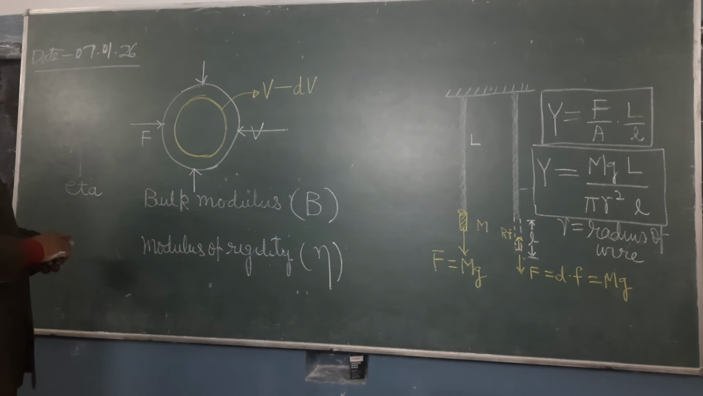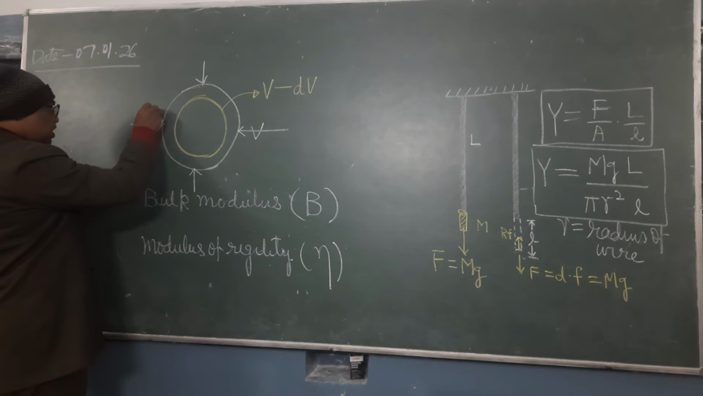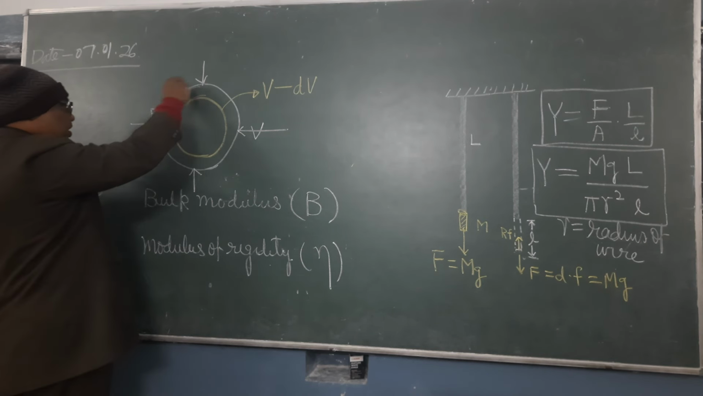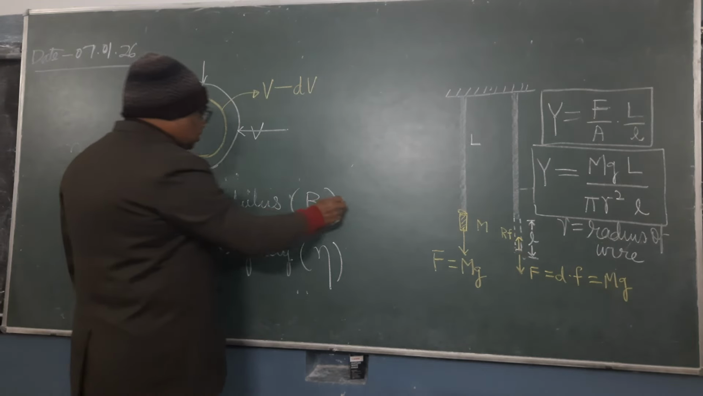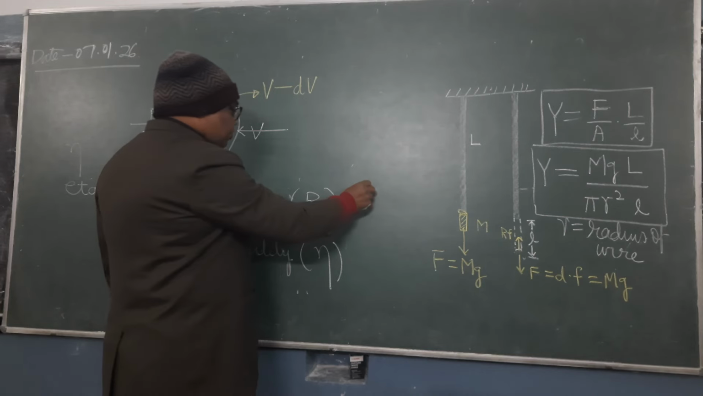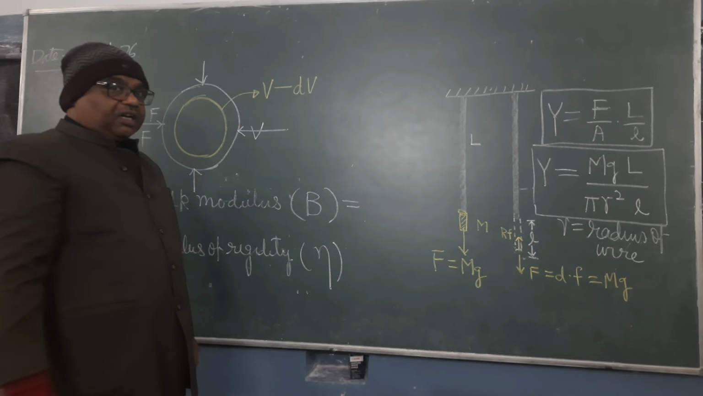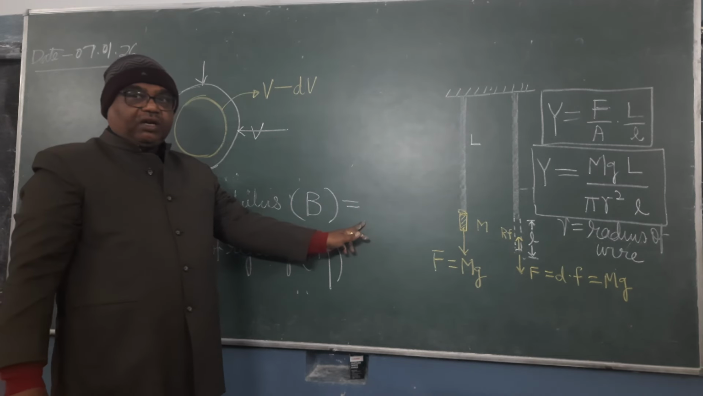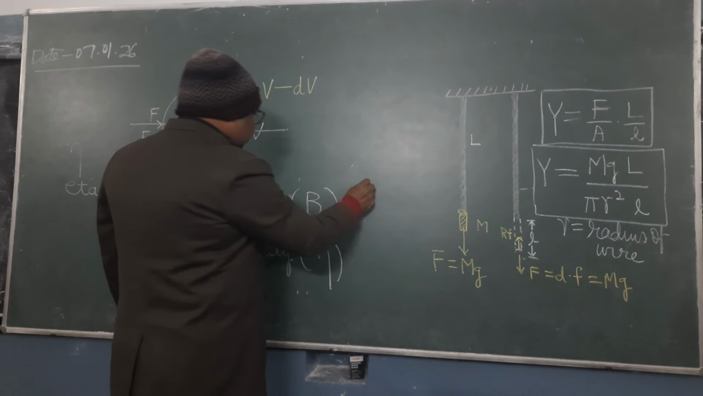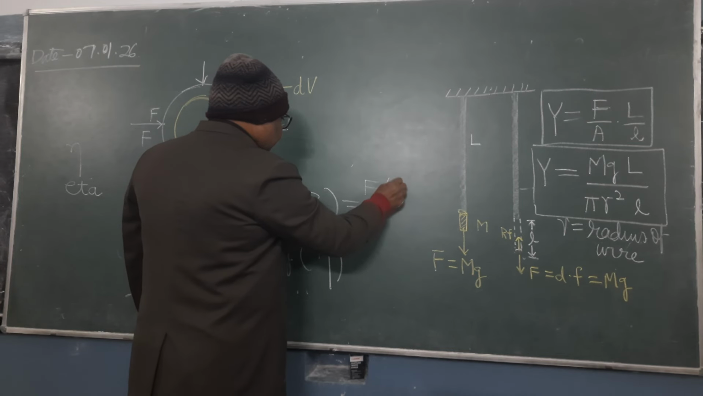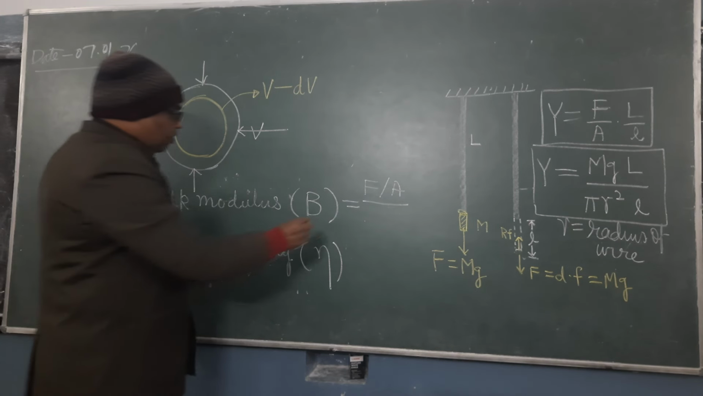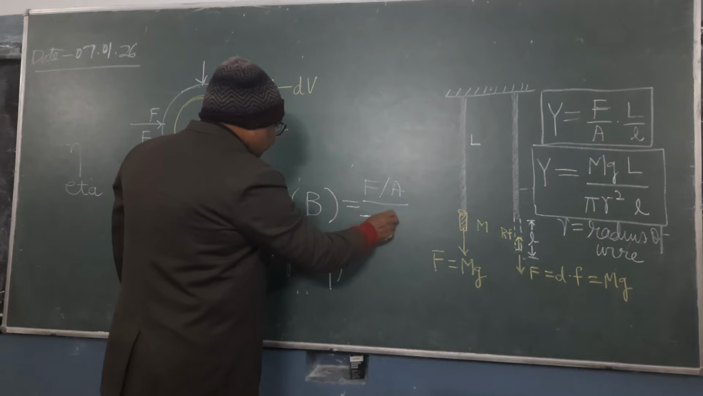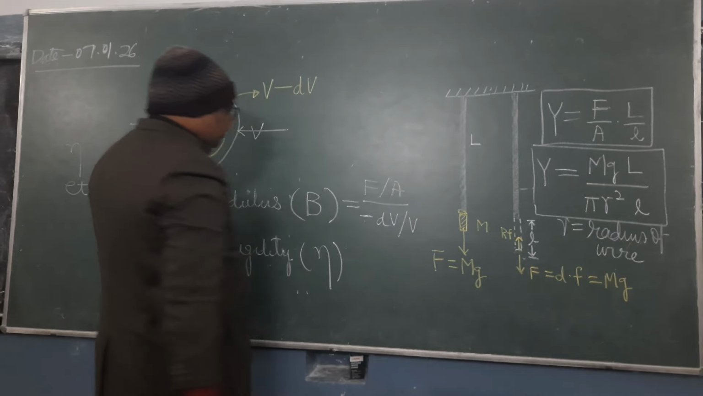Now see here, what will be normal stress here? Here it is F. Let the area be capital A. Area of this sphere is capital A. So what will be the stress? Bulk modulus is normal stress upon normal strain. What will be normal stress? F upon A. Strain will be change in volume upon original volume, minus dV upon V.